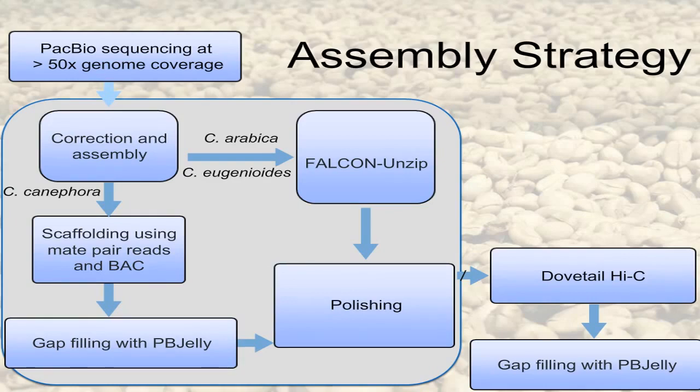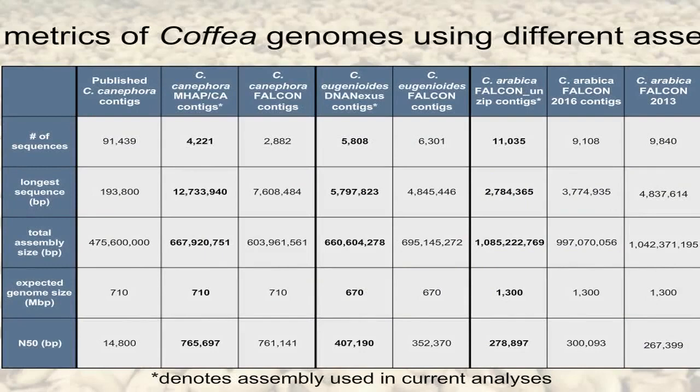For canephora, we had some scaffolding and mate pair reads and also some back sequence. So we were able to do scaffolding with that, and then some gap filling with PB jelly and the PacBio reads. For Arabica and eugenioides, since these were essentially heterozygous, we used Falcon unzip to assemble those, and then we polished all of the assemblies with Illumina reads that we had from other sequencing projects from the same individuals. And then we took these and we sent them off to Dovetail Hi-C, and then we took those and we filled them in with PB jelly and the original PacBio reads.